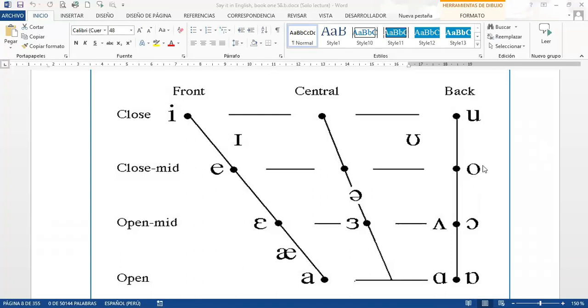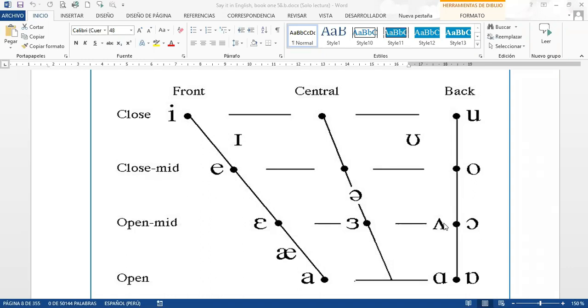This sound exists in English, but it doesn't exist alone. It is present in words like, for example, boy or toy. But this sound doesn't exist alone. It exists as a diphthong. It doesn't exist as a monophthong. Okay, the next sound is this. This sound is present in words like, for example, bought, taught, caught. Okay, so this is a very important sound.